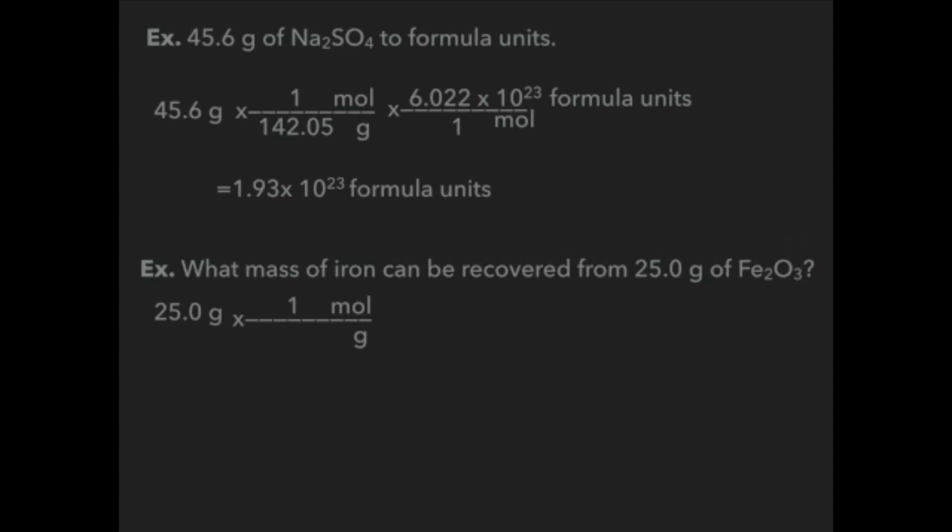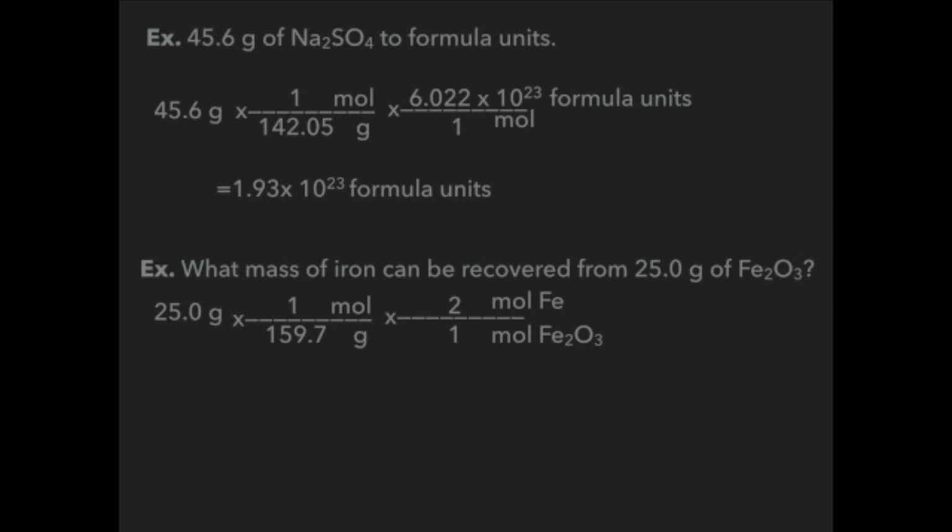1 mole for every, now I've got to put the molar mass of iron oxide, which is 159.7. Now I'm in moles of iron oxide. In order to figure out the mass of iron I need to get into moles of iron. So I'm going to put moles of iron oxide on bottom and moles of iron up top. If you look at the formula, for every 1 mole of iron oxide that you've got there, you've got 2 moles of iron. So it's a 2 there and a 1 there.